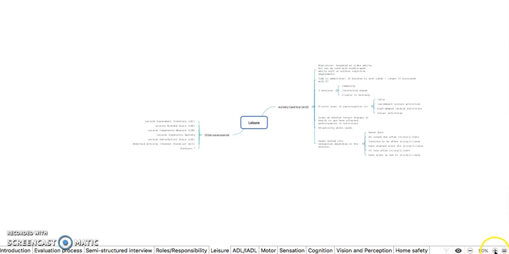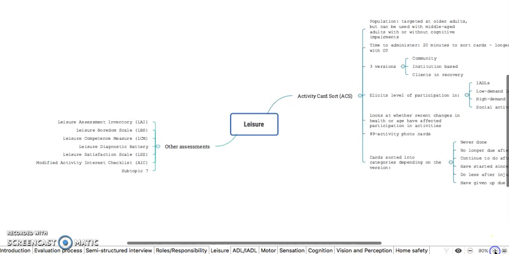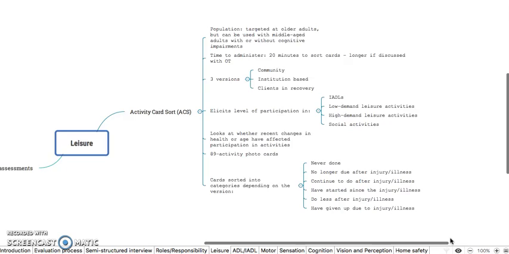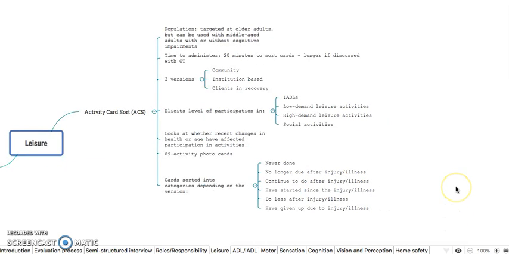Okay, next is leisure, and the main assessment in this one is the activity card sort. There's three different versions: community, institution-based, and clients in recovery. And it elicits the level of participation in IADLs, low-demand leisure activities, high-demand leisure activities, and social activities. It has 89 activity photo cards that the client sorts into different categories.